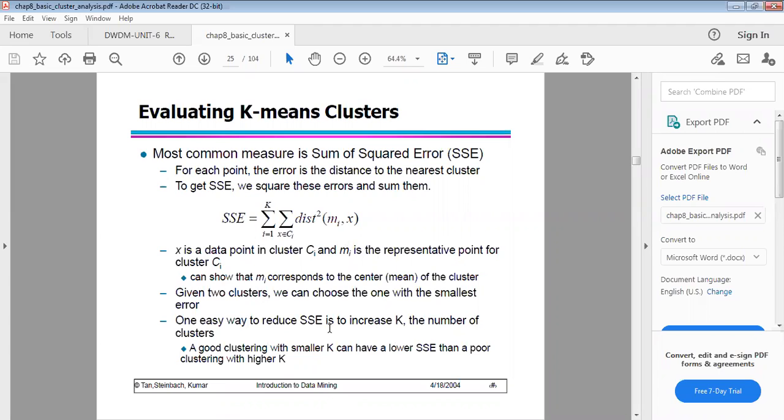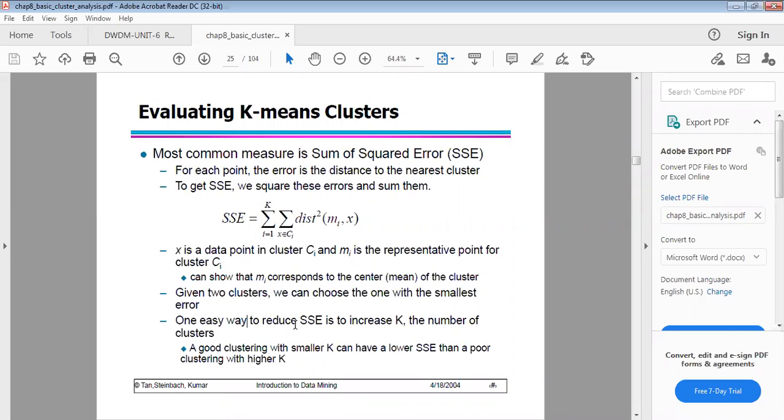A good clustering with a smaller k can have a lower SSE than a poor clustering with a higher k. So simply you can use the formula SSE, that is the sum of squared error, equal to the summation of i equal to 1 to k, with x belongs to C of i, distance squared of m of i comma x. By using this formula, you can get the sum of the squared errors.